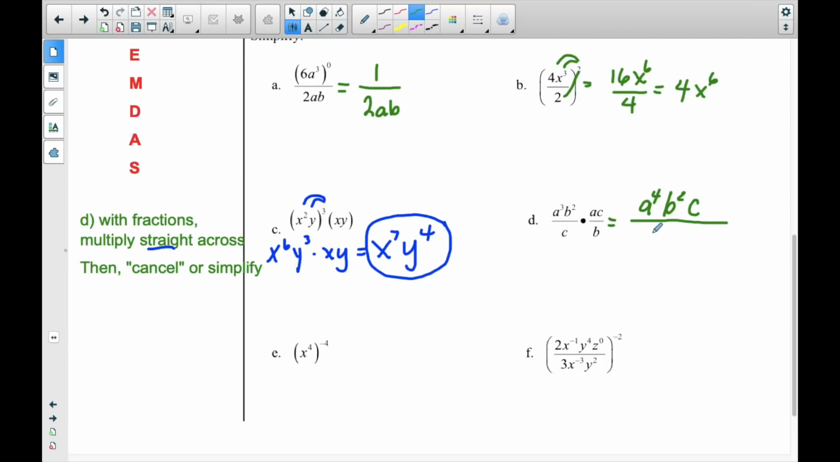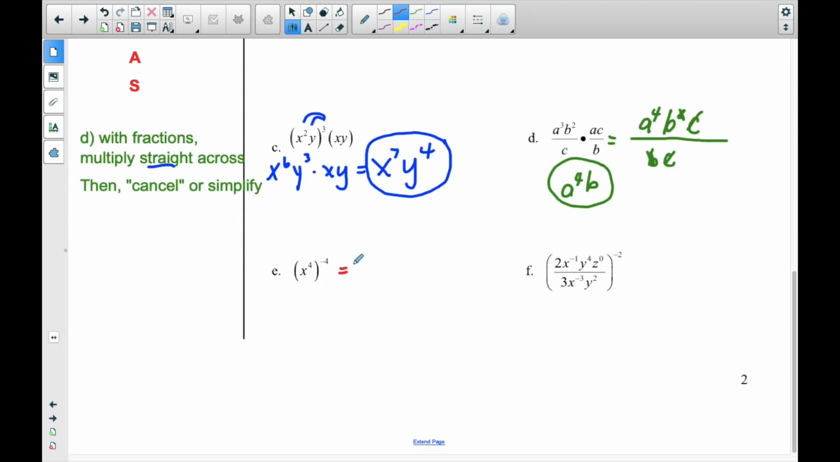In the denominator, I have b times c. Now that I've done that, now I can reduce these or cancel them or simplify them. And some people like to do the simplifying first. That's fine, but I just think to keep things straight, it's a little bit more organized if you multiply straight across first. So now this c and this c cancel each other out. This b, one of these cancels with this one. And so our final answer is a to the 4th b, and that's it.